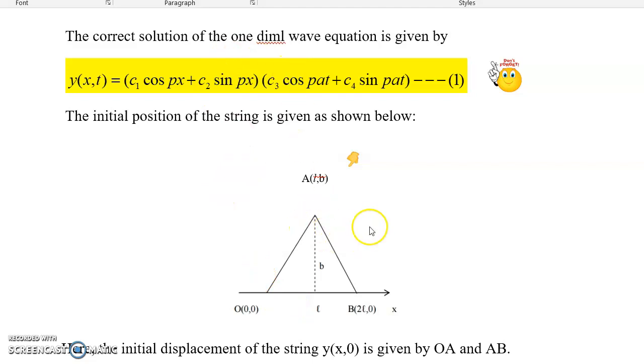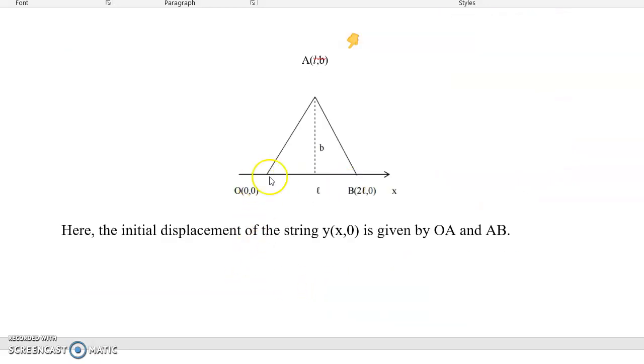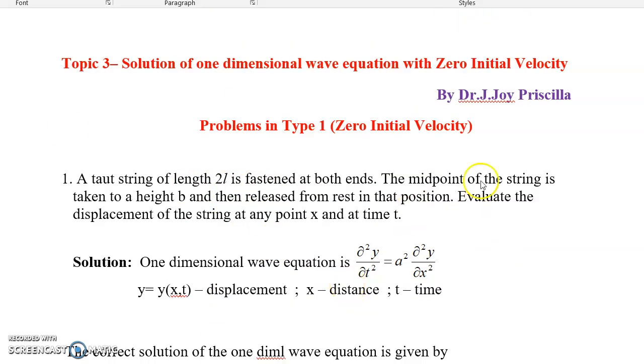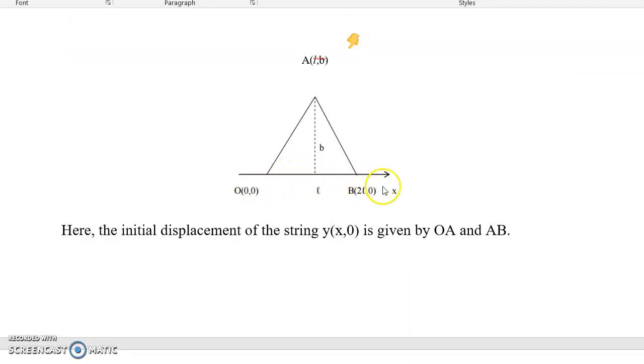And the first thing, let us learn about the initial displacement which we need to derive in order to solve the problem. So this is the initial position of the string, because this string of length 2L is fastened at two ends. So both the ends will be tied up. One end will be 0 and another end will be x equal to 2L, because here the length is given as 2L. And the midpoint of the string is taken to a height b and then released from rest in that position. So now observe, when you have a string of length 2L, what will be the midpoint? x equal to L, and it is taken to a height b.